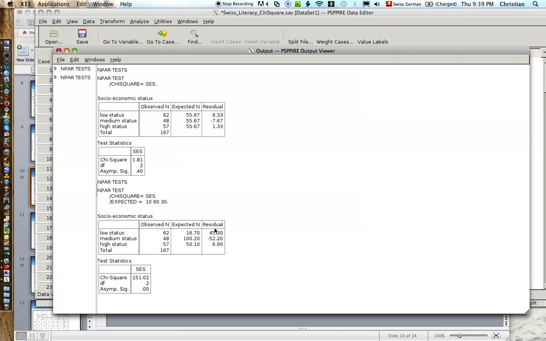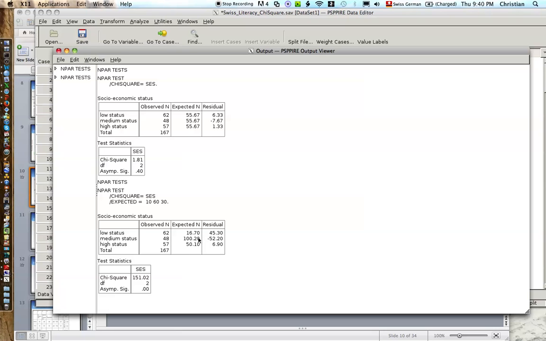Again, the same thing, the residual, the difference. So we see that we observed 62, but we only expected 16.70. For the medium status, we observed 48, but we would have expected 100.20. So we're 52 short. Here we have 45 above, here 52 below. And for the high status, we observed 57 and expected 50, so we are a little bit above, 7 above.